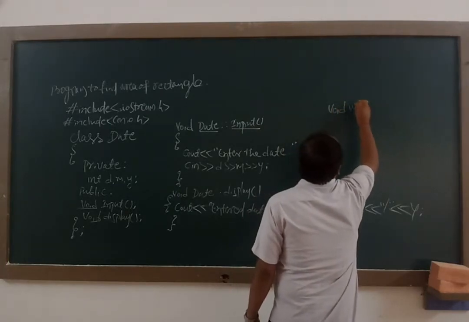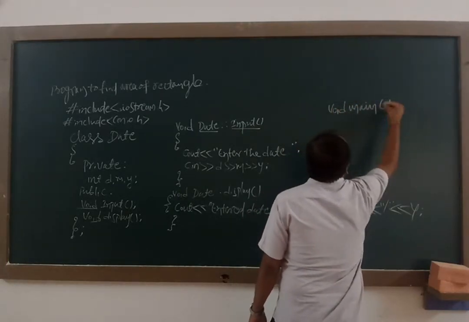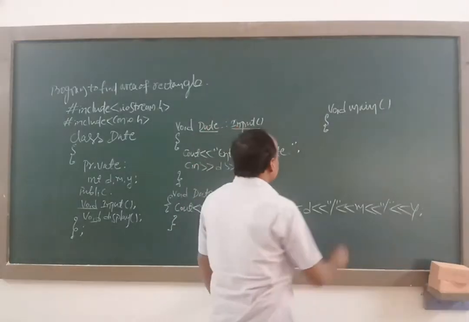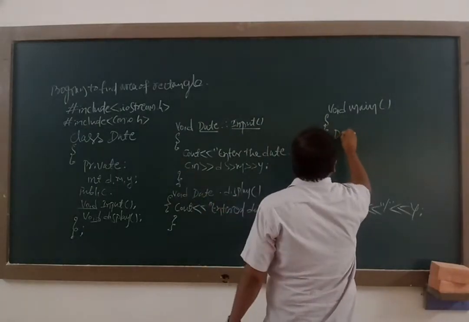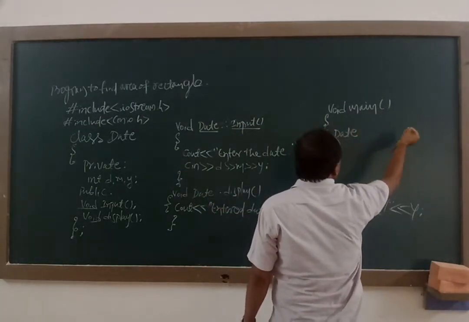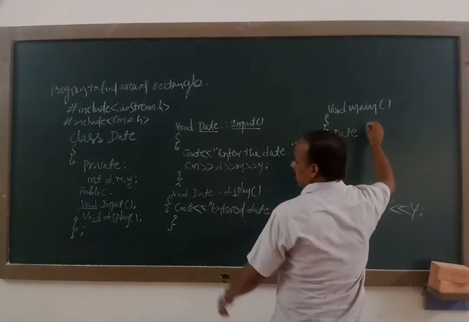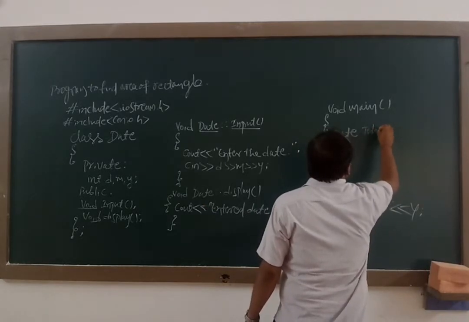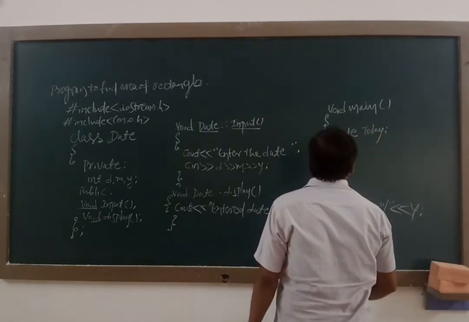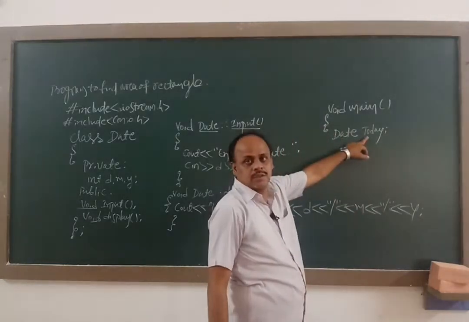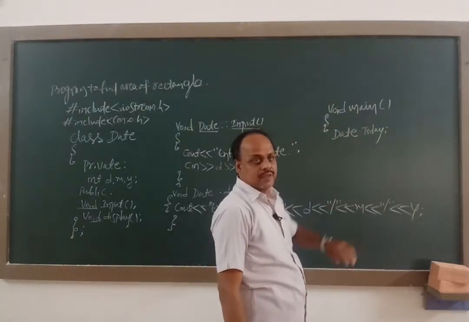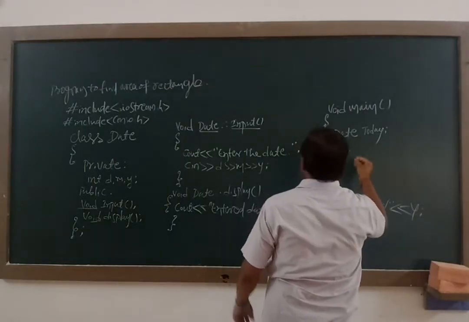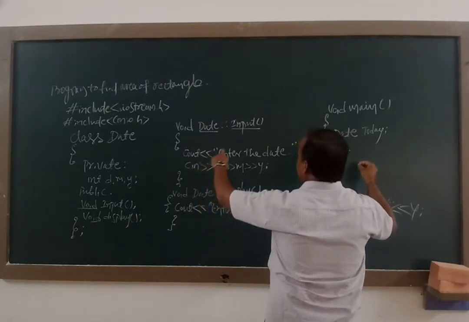Void main. In the main function, what is the first step? Declaration of object. What is the class name? Date. Take object name, any name, but don't take data member's name, right? I am taking today; semicolon. Now with the help of this object today, call the member functions, that is today dot input function.